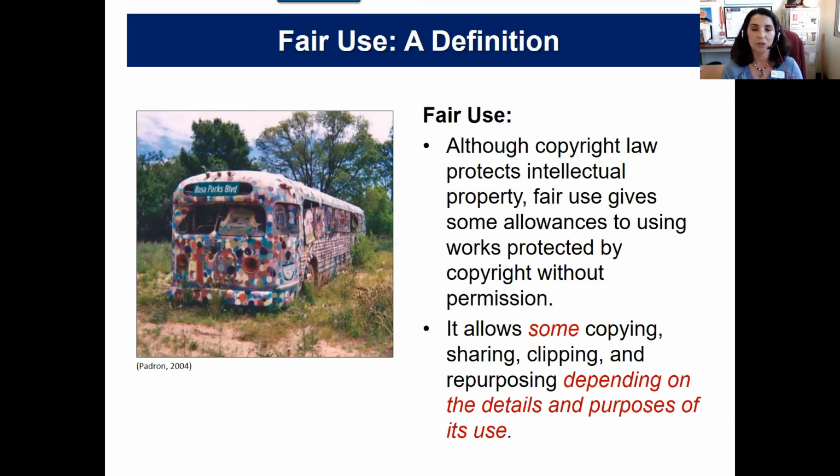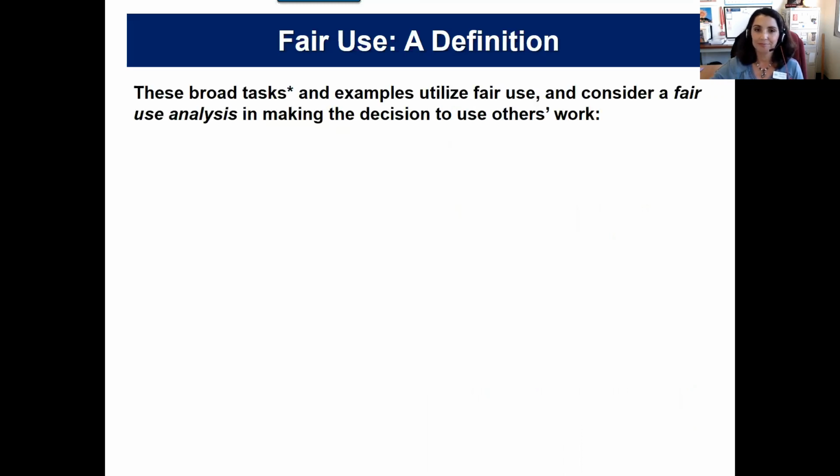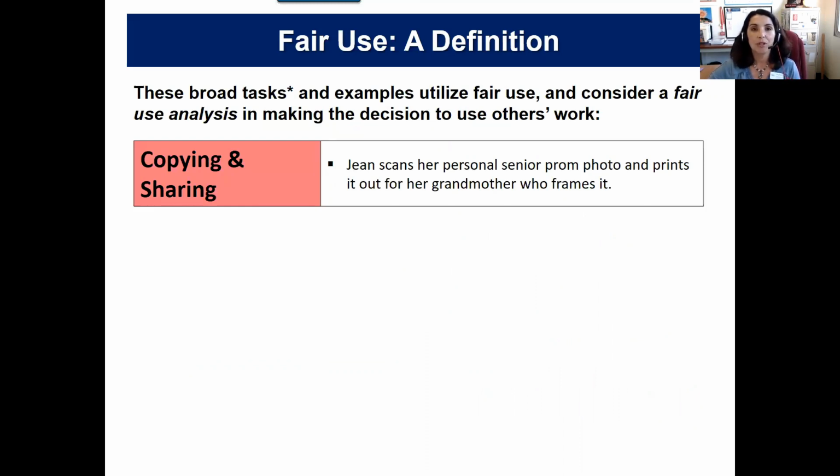So as I'd mentioned, the transformative, parody uses, news, and commentary and critique are the big things that happen because of fair use. So these broad tasks and examples utilize fair use and consider a fair use analysis in making the decision to use other work. When you copy and share something, it may be considered fair use in some circumstances.